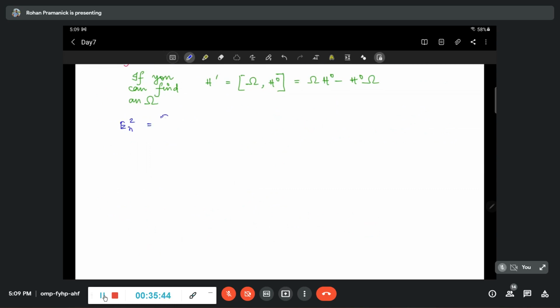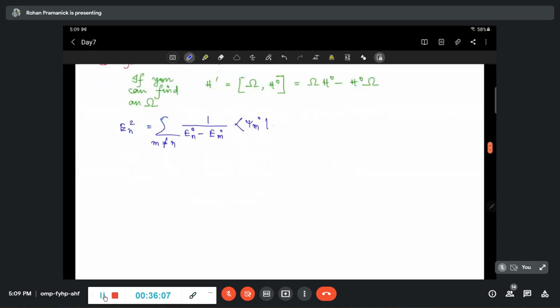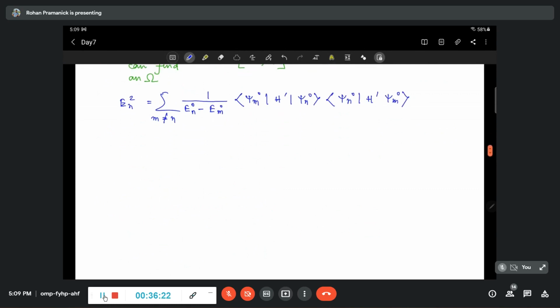En2 is the sum over m not equal to n of 1 by En0 minus Em0, and there is a mod square, so I can split it up. This is psi m0 h prime psi n0, and the complex conjugate of this, psi n0 h prime psi m0. So this was our previous expression. So this is a summation, and we will see how this summation can be taken care of.